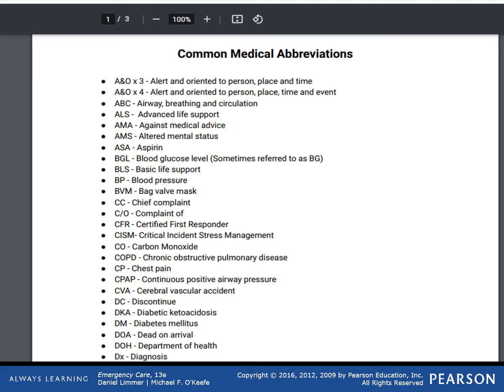So right here is a list of some common medical abbreviations. I sent this out to the entire class. The danger behind medical abbreviations is not every abbreviation means the same thing to the same people. An example I always give is PA. To most people, PA is the abbreviation for physician assistant. That's usually widely recognized as that abbreviation.